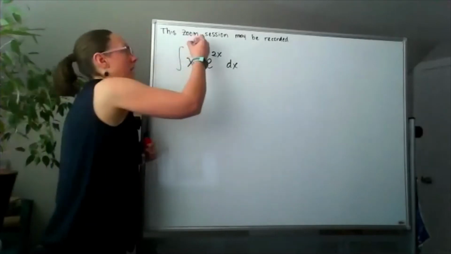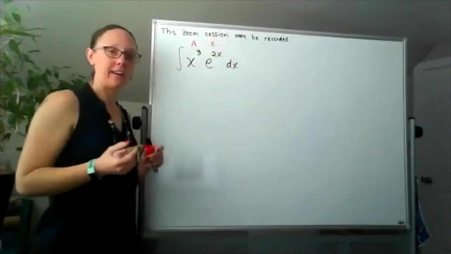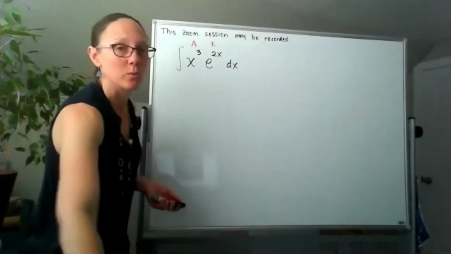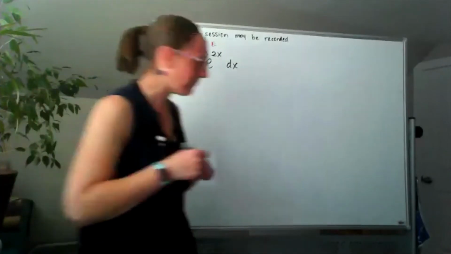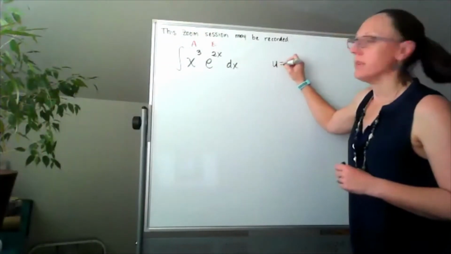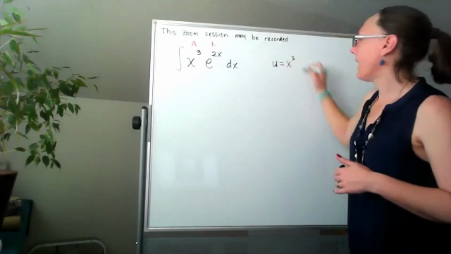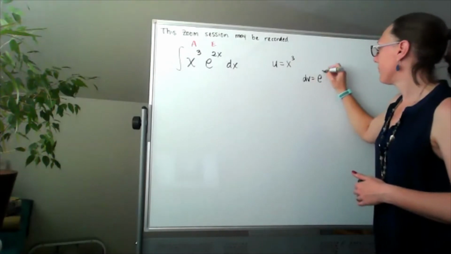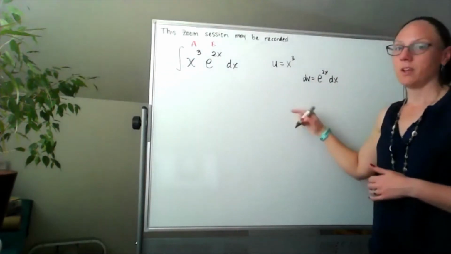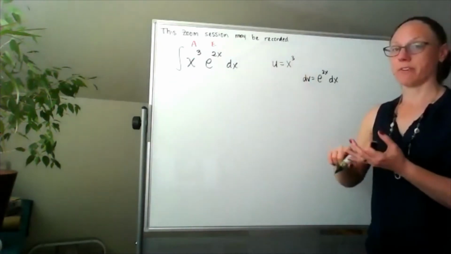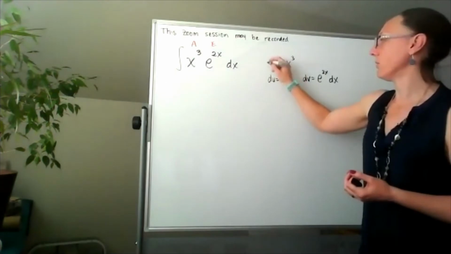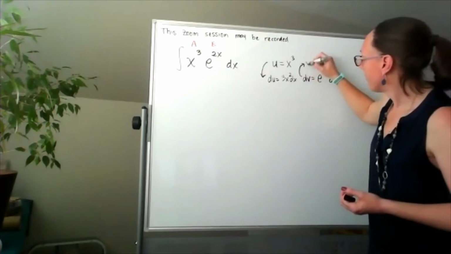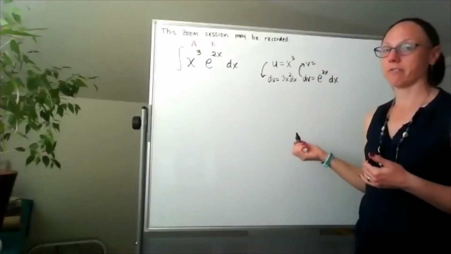I'm looking at a mixture of algebra and exponentials and thinking, who comes first in the word LIATE? Algebra comes first in the word LIATE. That A comes first in the word LIATE, which would make u x cubed and everything else dv. To get back to what I need for my ultraviolet voodoo, I need a derivative of u and I need the antiderivative from dv.